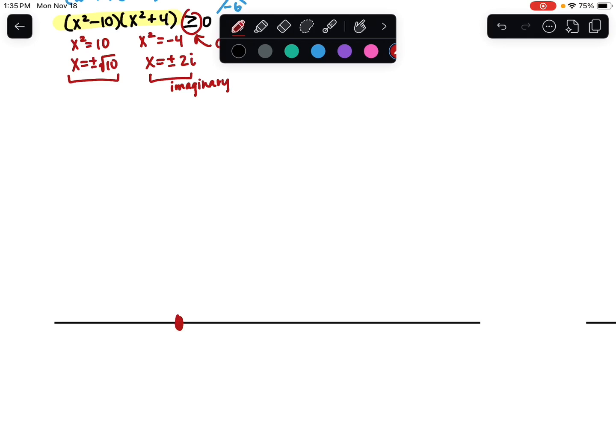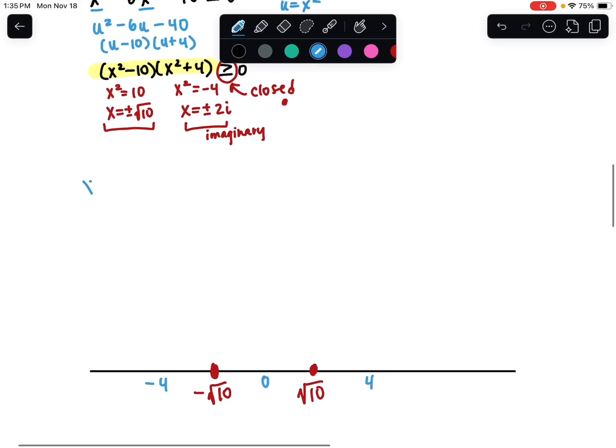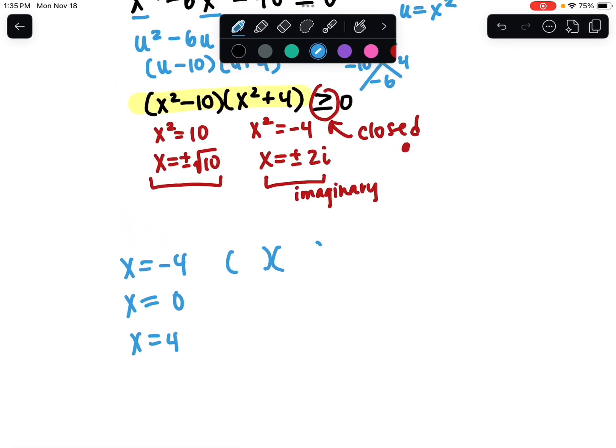And so one closed circle at negative square root of 10, and then the other at positive square root of 10. And so when we're picking test points, 0 would obviously be a good point between them. And then square root of 10 is less than square root of 16. And so 4 would be a good test point here, and negative 4 would be a good test point out here. And so 3 intervals to test using negative 4, 0, and positive 4. And we're plugging them into two different factors.